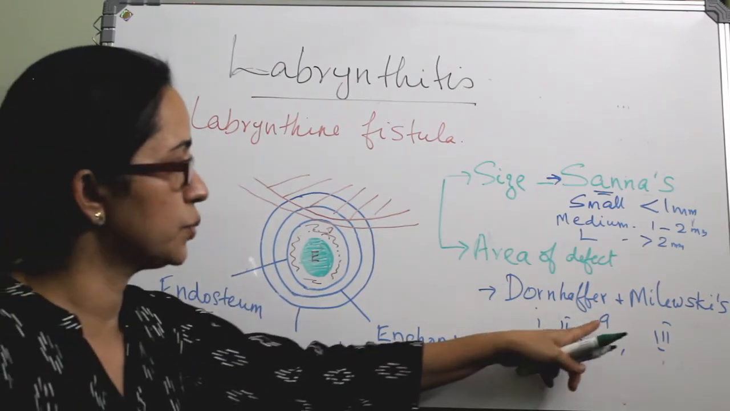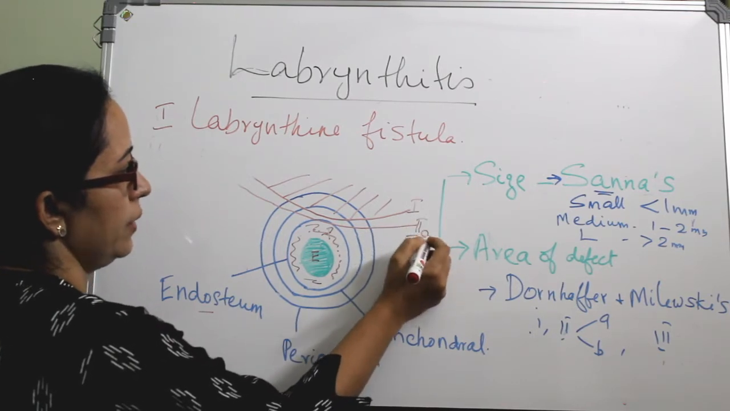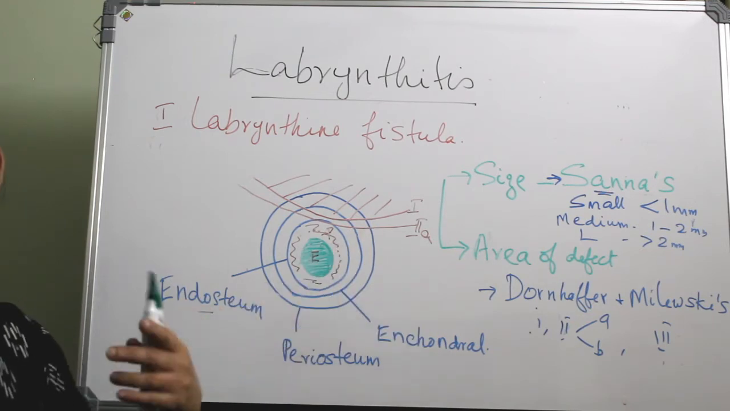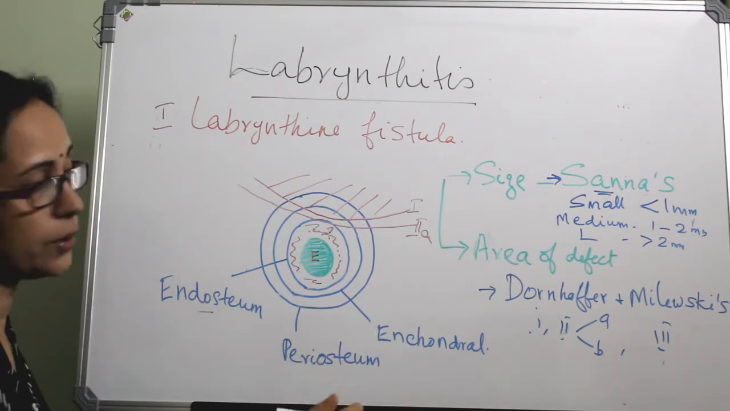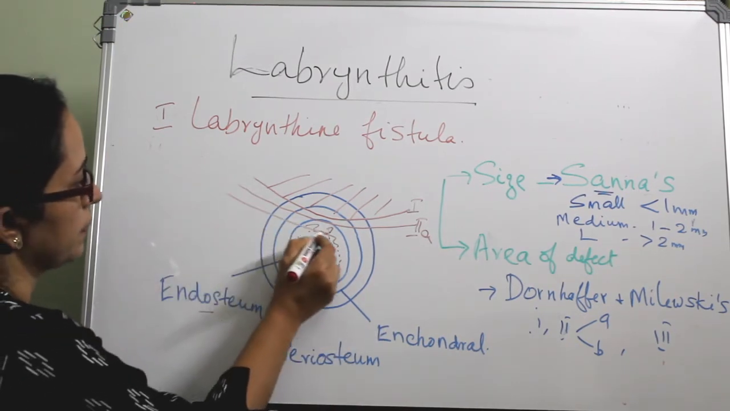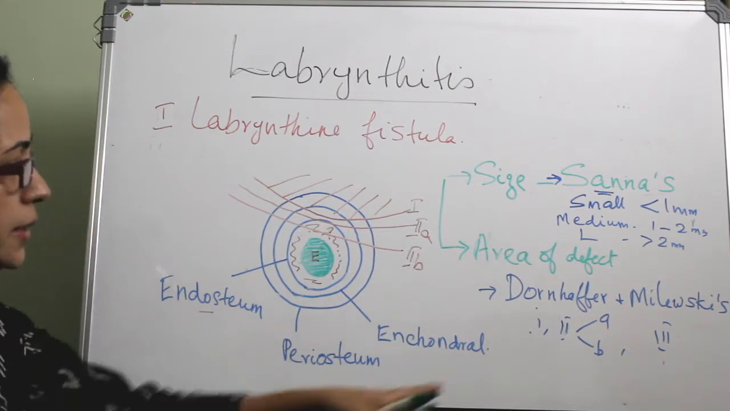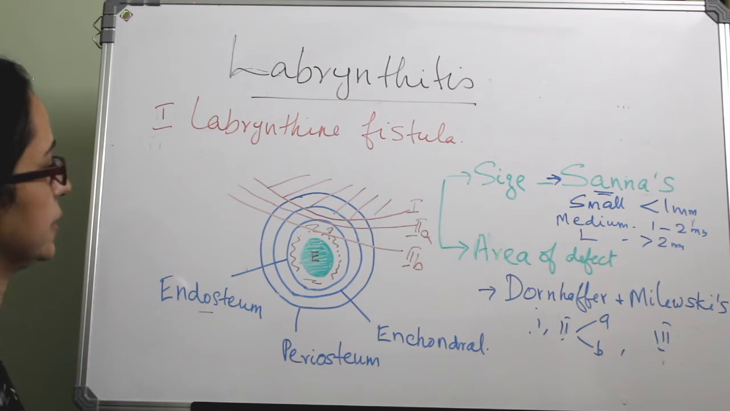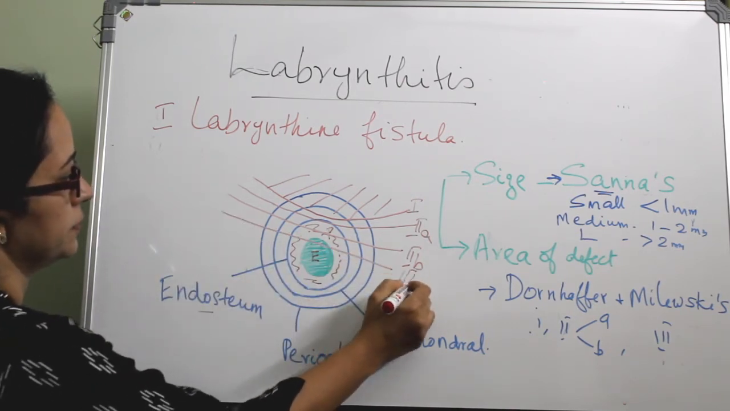That is type 2A. So this is type 1 and this is type 2A. And in type 2B, the perilymphatic space is also disturbed. So endosteum involvement and also involvement of the perilymphatic space. This is type 2B. And in type 3, what happened? The membranous labyrinth is also affected. That is type 3, right?